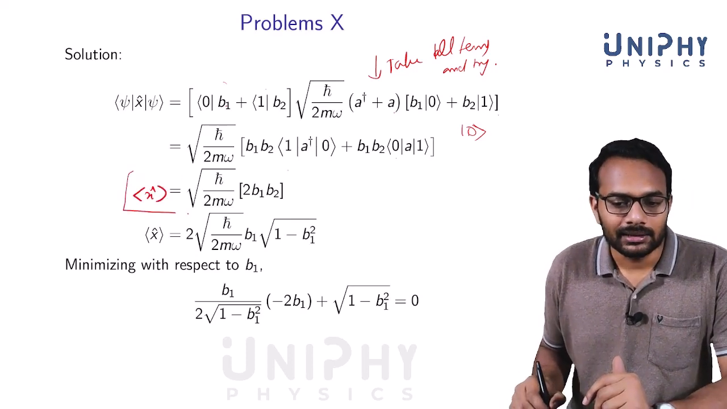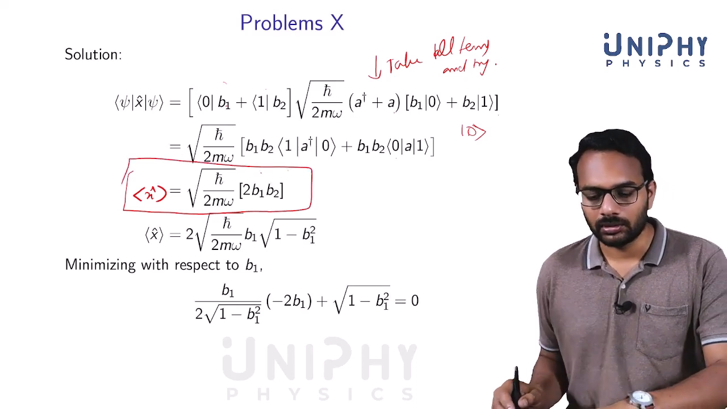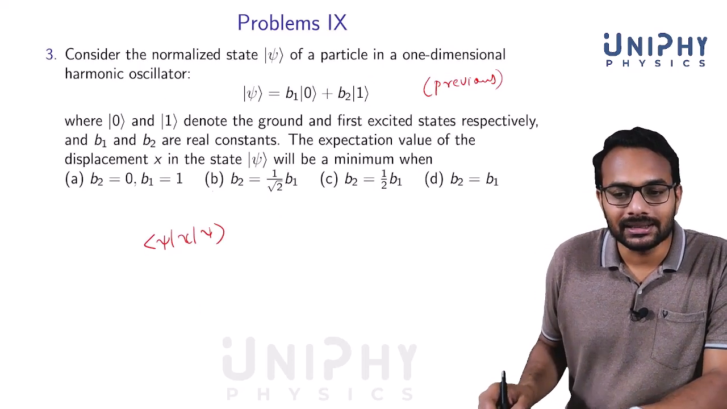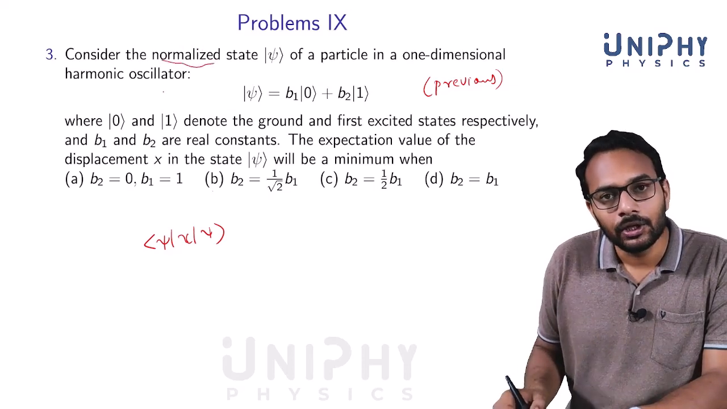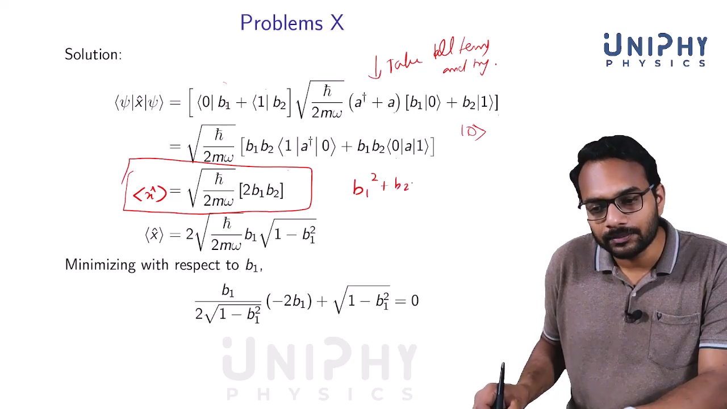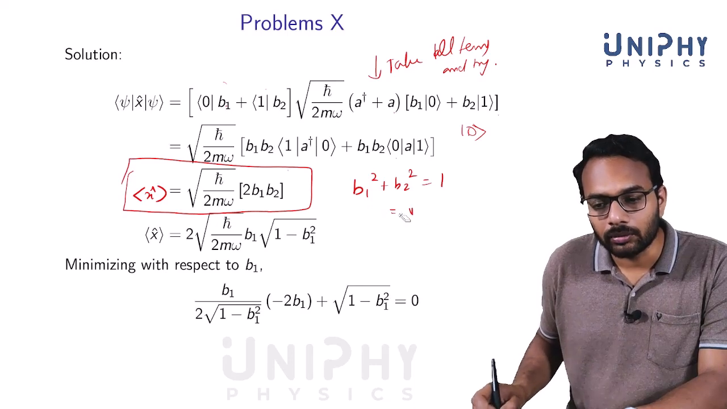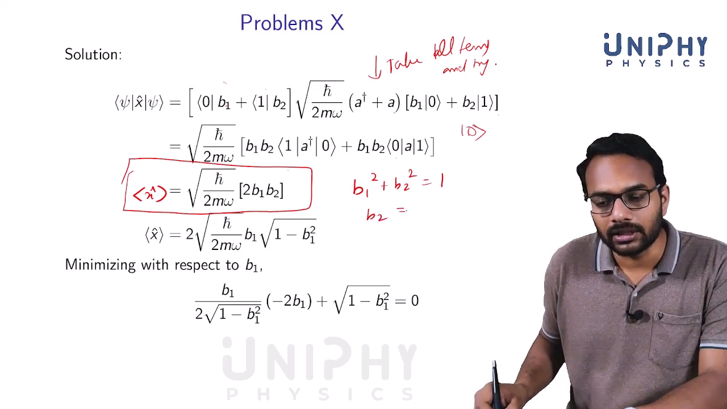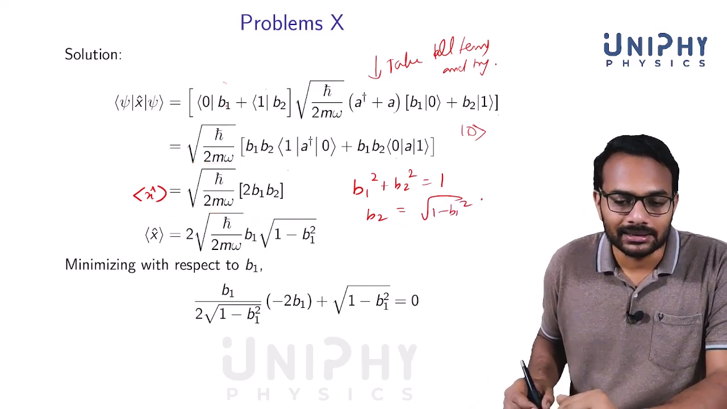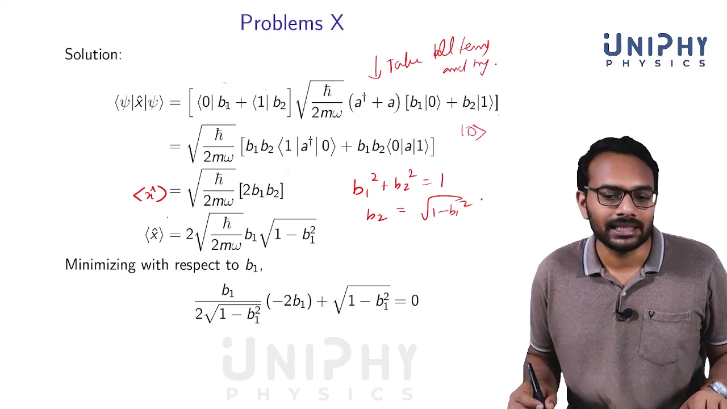Now let us take a step back and look at this. We have two things here, b1 and b2, but they are not independent, because it's given that it's a normalized state, which means there's a relation between b1 and b2: b1 squared plus b2 squared is equal to 1. You could do it either way: b2 is equal to square root of 1 minus b1 squared. So we can write this as 2 square root of h cross by 2 m omega times b1 times square root of 1 minus b1 squared. That is the expectation value of x.